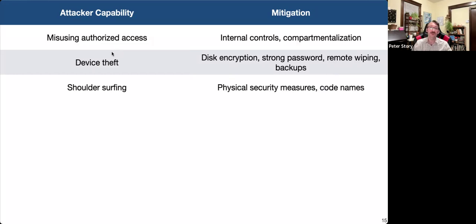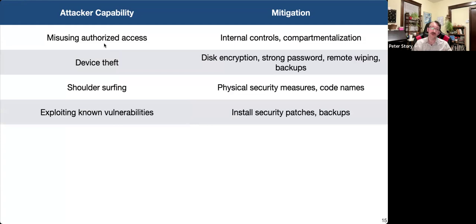For shoulder surfing, again, physical security measures like having a separate office instead of an open floor plan for your offices, using code names for sources whose identities shouldn't be known. To protect against known vulnerabilities, you've got to install your security patches promptly and have backups. Backups are good in case your device is hacked and say you have a ransomware attack. Well, if you have a backup, then you can just restore from your backup.